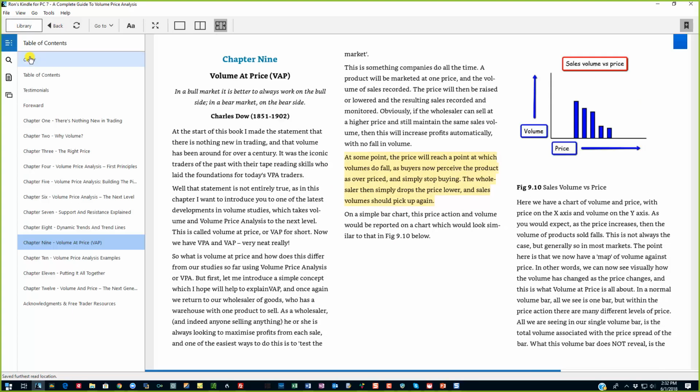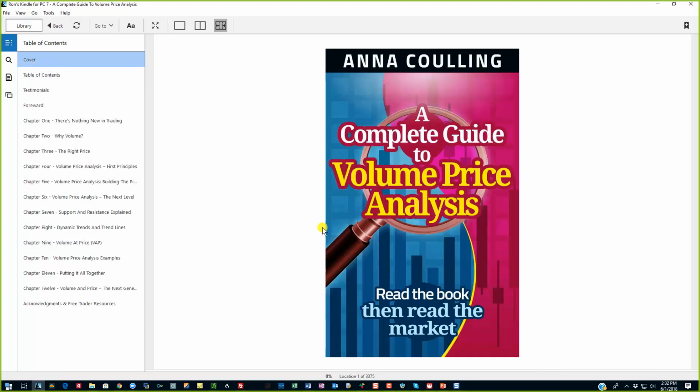And I'll just go to the cover. The name of the book is A Complete Guide to Volume Price Analysis. And I read the book when it first came out. I've recommended it to a ton of people. And, you know, with all things, you forget some of the salient points as time goes by. And so I decided, not last weekend, the weekend before, that I would spend the weekend reviewing the book, and that's exactly what I did.